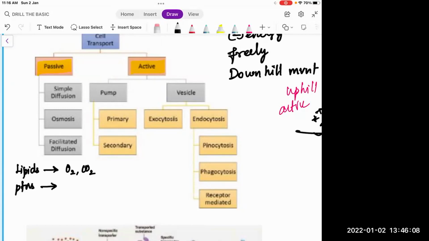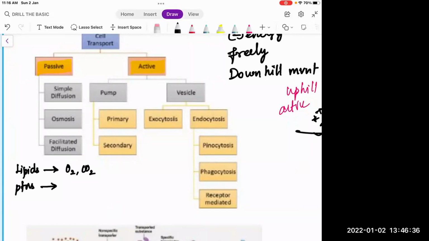You don't need any expenditure on pumps or channels, because oxygen and carbon dioxide are very important gas exchanges required in our body for the maintenance of functions. So they are all lipid soluble substances. They will diffuse freely through the lipid bilayer, the phospholipid layer of the cell membrane.